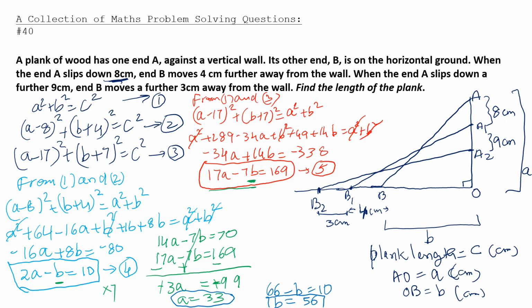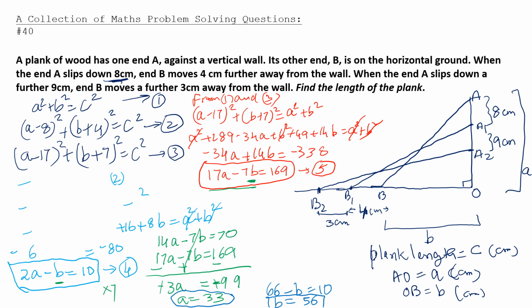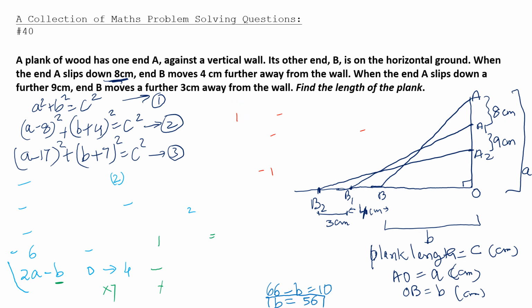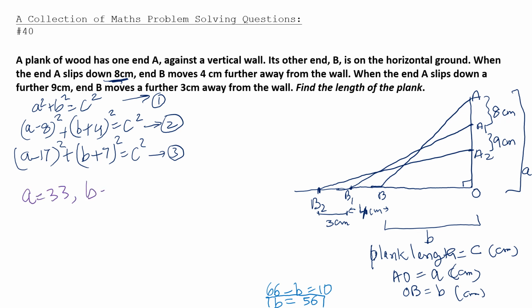So I'm going to wipe a bit of it out because I don't have space, to keep the main things. Anyway, we get A is 33 and B is 56.